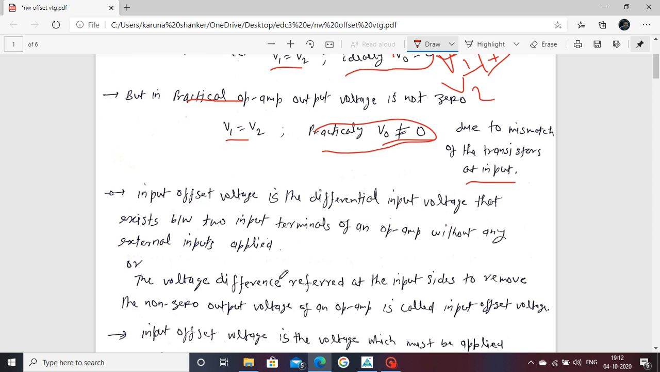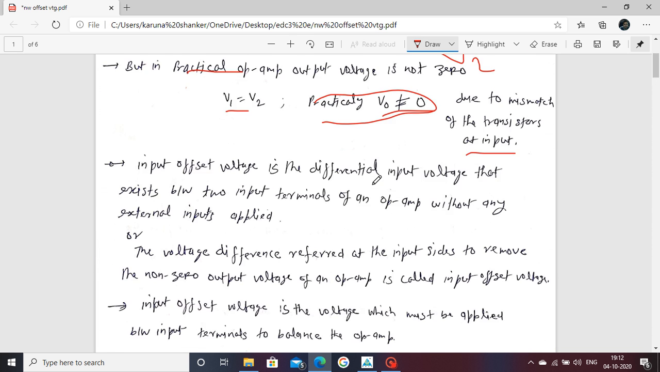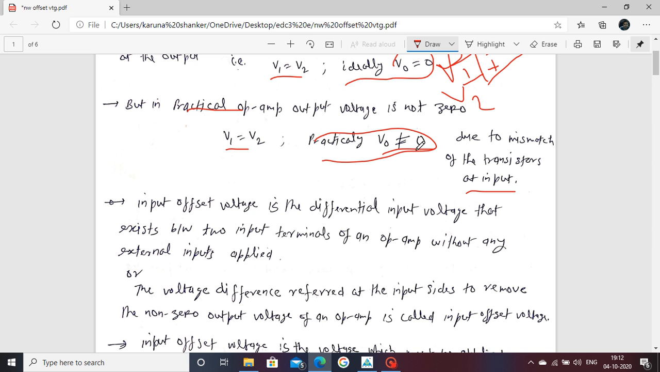This is also shown here. You see, this is the differential amplifier. In this differential amplifier, two transistors, Q1 and Q2, are used. The properties of these two transistors are mismatched, not perfectly matched. That's why the output is not 0. If ideal, the output is 0; an output not equal to 0 is the practical case.